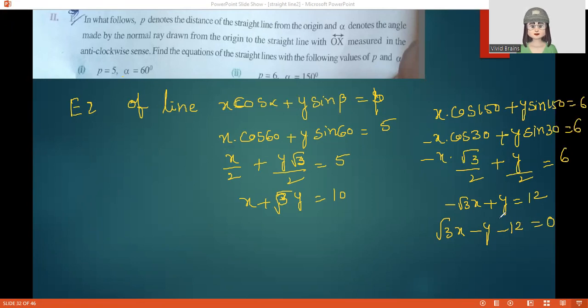Minus root 3x plus y is equal to 12. So this also changes, no? Because if you send this side, it becomes negative, and because we are multiplying the whole with a negative sign, it becomes positive. Okay. So root 3x minus y plus 12 is equal to 0. This is the final answer. Let us move to the next question.